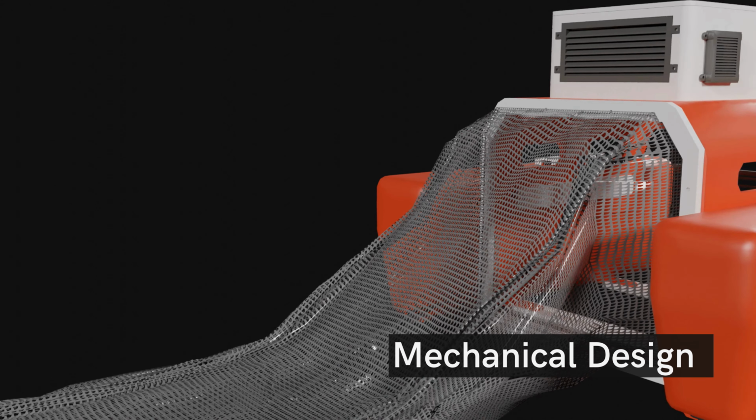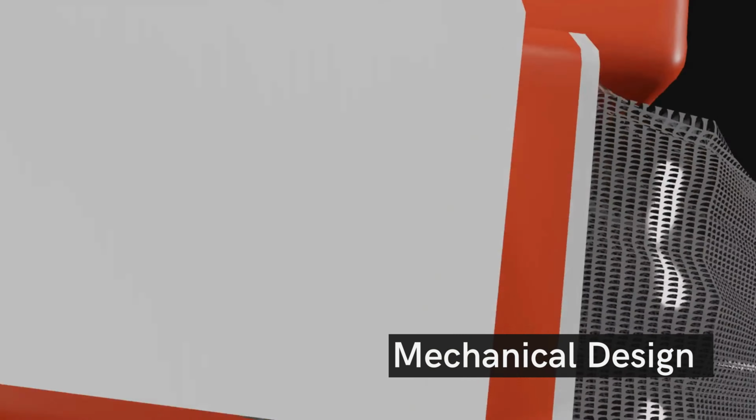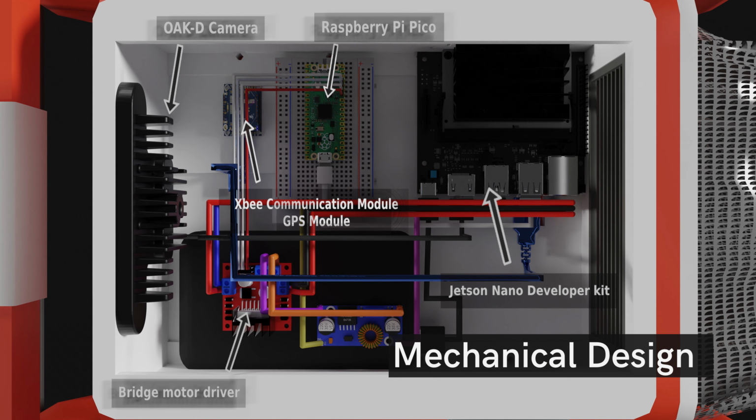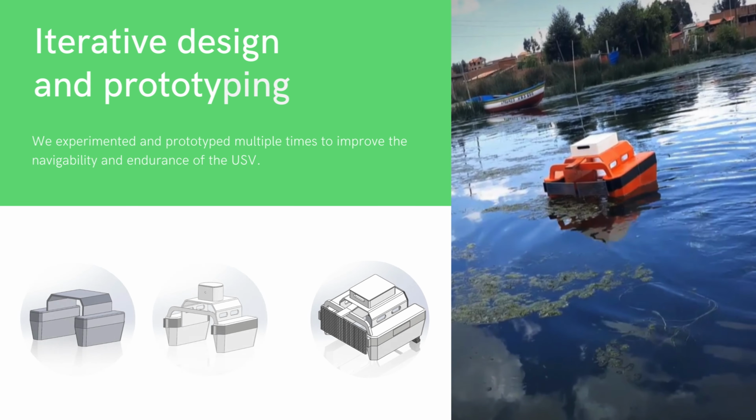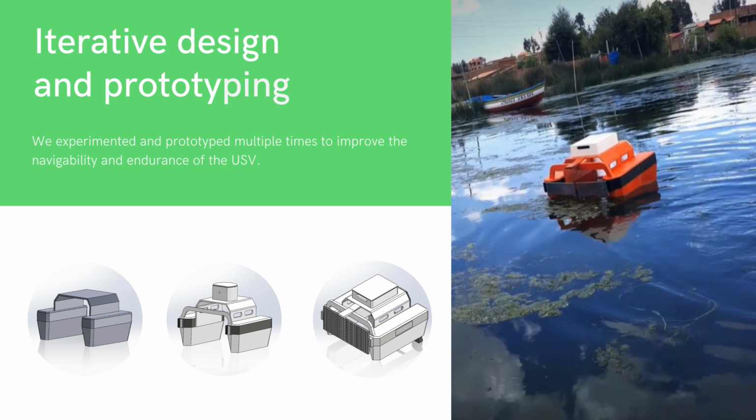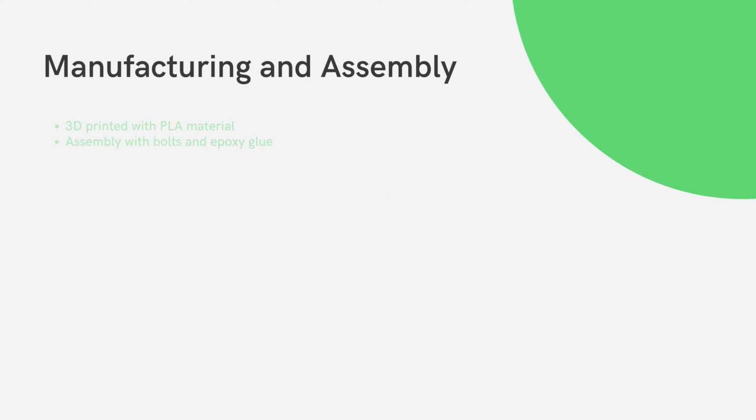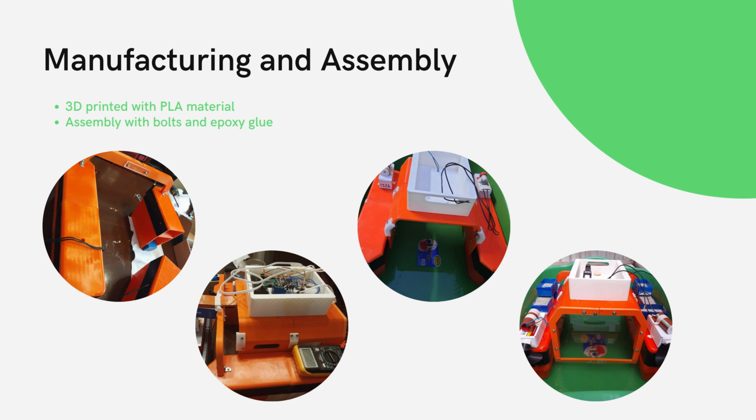The central case consists of an OAK-D camera, a Jetson Nano development card, a Raspberry Pi Pico, an XBee communication module, a GPS module, an H-bridge driver, and a voltage regulator. The final CAD design is a result of sketching and prototyping multiple times to ensure endurance and navigability for the USV. We printed the components with PLA and assembled them with bolts and epoxy glue, among other materials. The proposed design let us improve the device modularly.